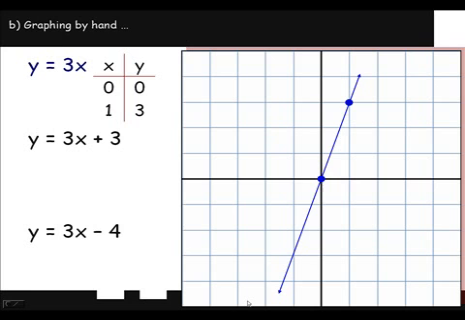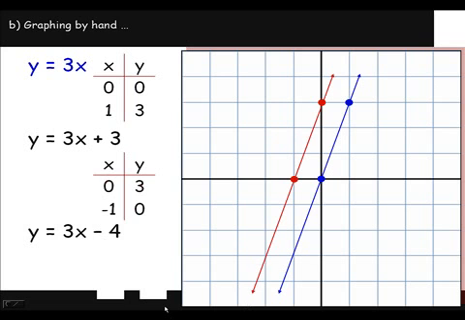Let's go ahead and graph the next line, y equals 3x plus 3. When x is 0, y is 3. When y is 0, x would have to be -1. So let's plot those points: 0, 3, and -1, 0, and draw the line. So there's our red line, y equals 3x plus 3.